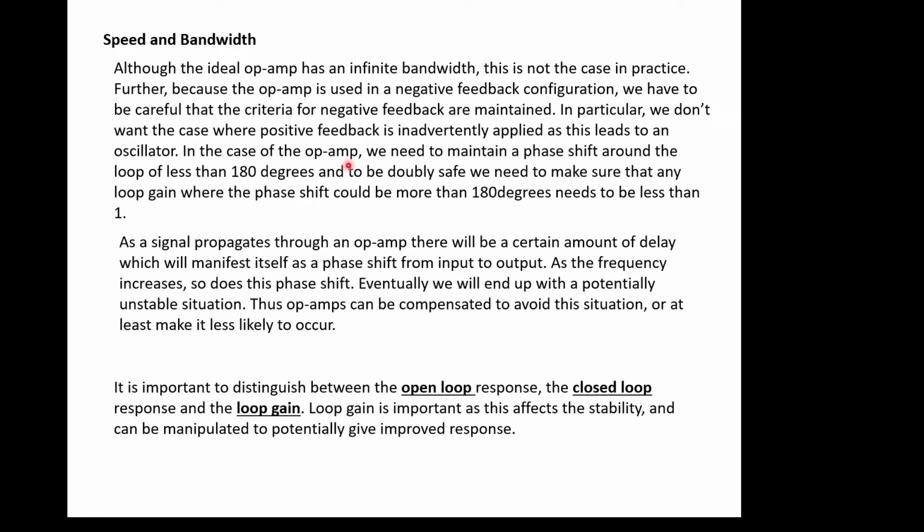So in an op amp, because they tend to be inverting, we need to maintain a phase shift around the loop of less than 180 degrees, and we also need to make sure that if it does go outside of 180 degrees, then the loop gain is less than 1. Otherwise, we're in a condition where we can support oscillation, and we don't want that. And the problem is that as a signal propagates through the op amp, there will be a certain amount of delay. It's going to take time to go through the op amp, and that means that you will see a phase shift from input to output, because that's the nature of a delay.